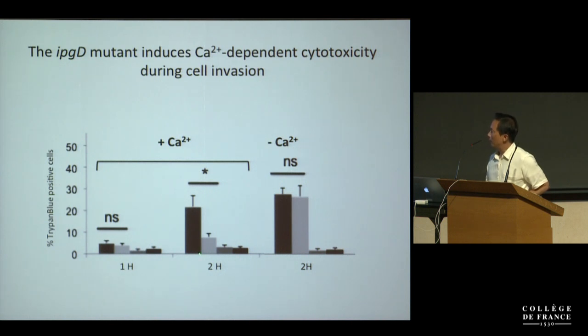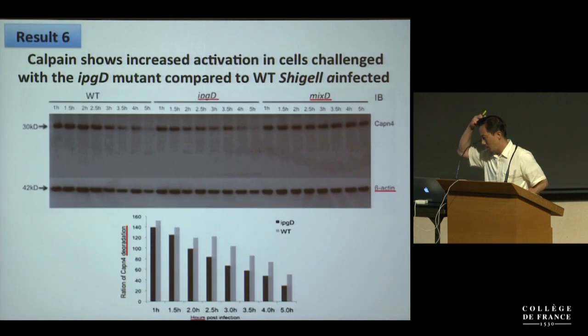And this is wild type, this is the IPGD mutant, this is just control. And the cytotoxicity is calcium dependent because if you remove calcium from the medium, then you have cytotoxicity that is no different between wild type and the IPGD mutant. So how does that work? We think that this is calcium dependent, and we had the hint that the cells in the IPGD mutant round up and lose their adhesive structures rapidly.